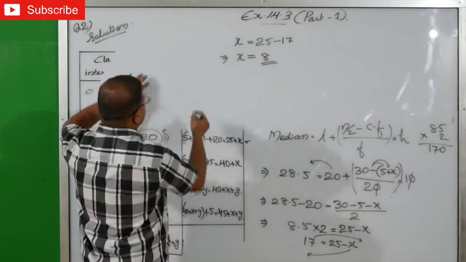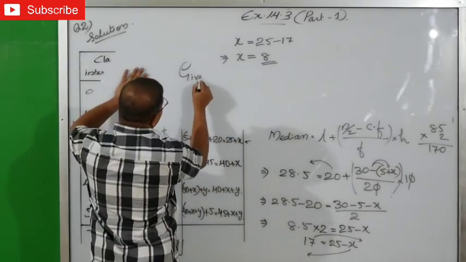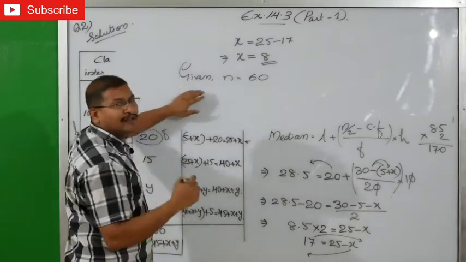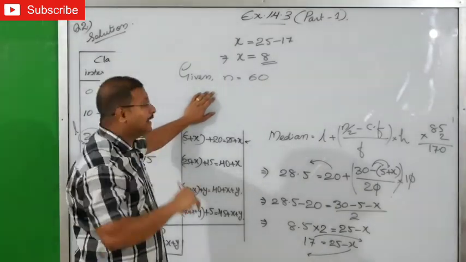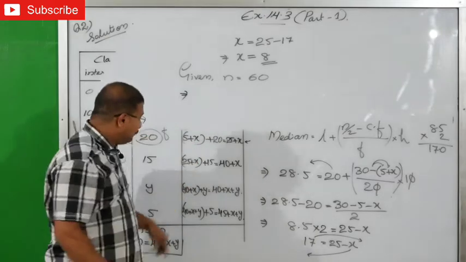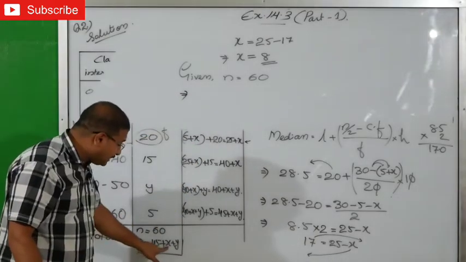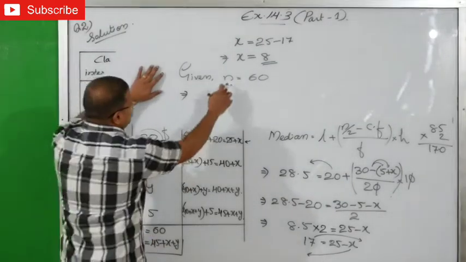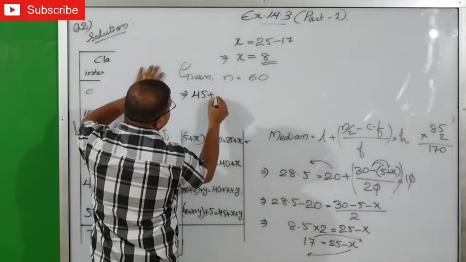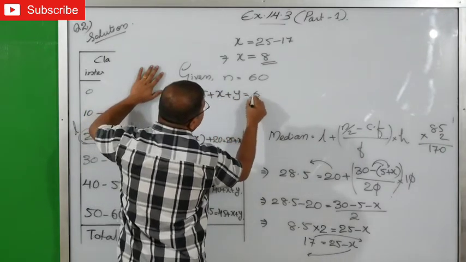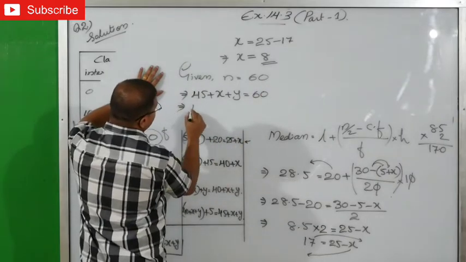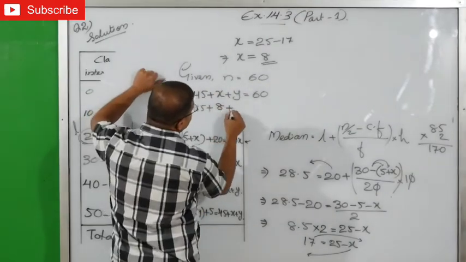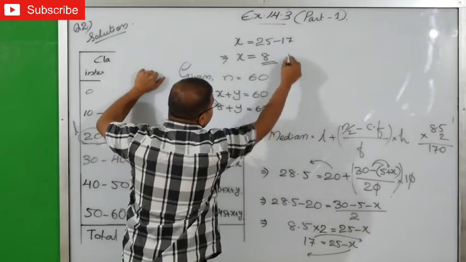Now what do we do? Given n equals 60. Why are we doing this step? Because we want the value of y. From the table we got the total as 45 plus x plus y, that is n. But in the question it is given as 60. So in place of n we can write 45 plus x plus y equals 60. This implies 45 plus, the value of x we just got, 8, plus y equals 60.